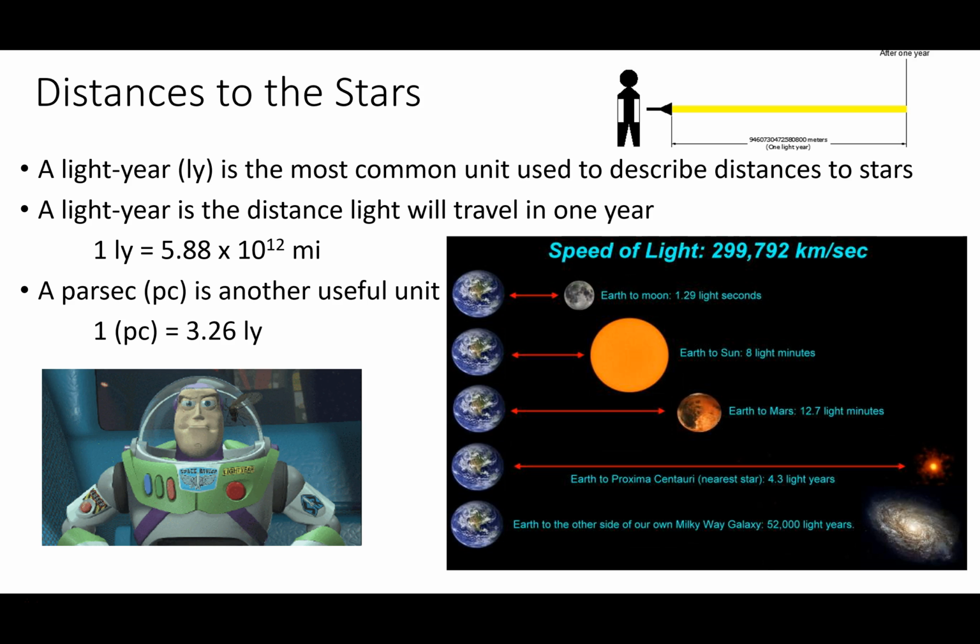Up here, and sometimes in astronomy, we talk about something called a parsec. Sounds like Star Trek-ish, right? And as it turns out, 1 parsec is 3.26 light years.